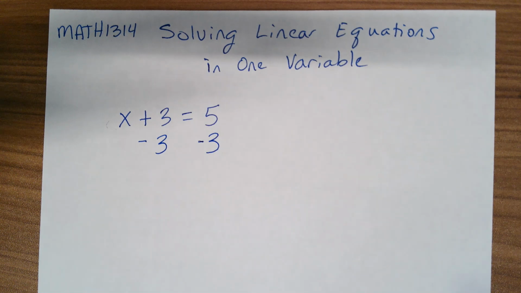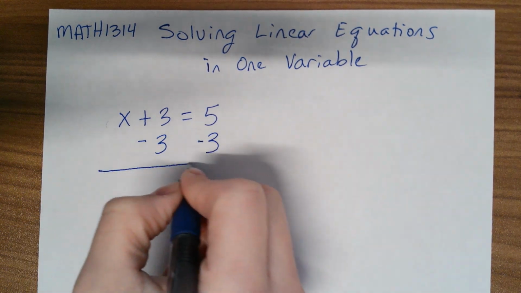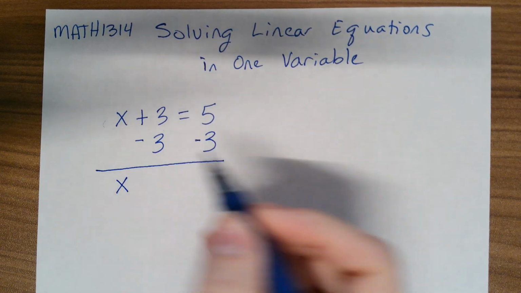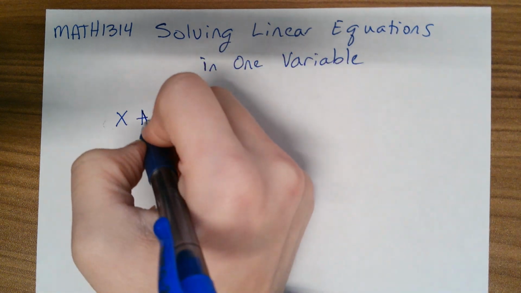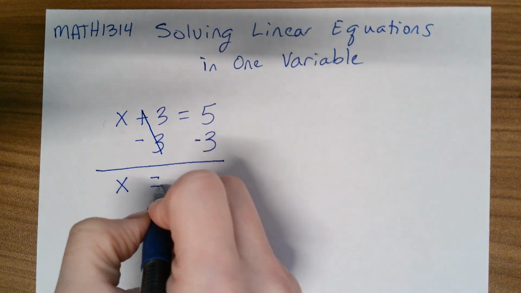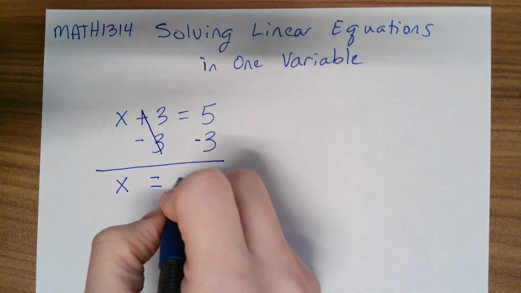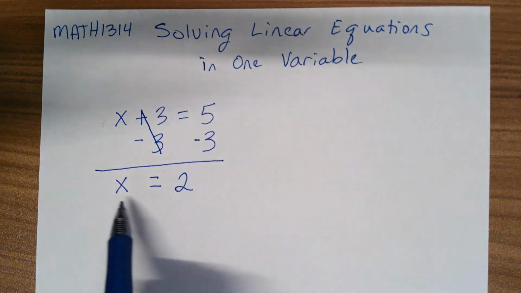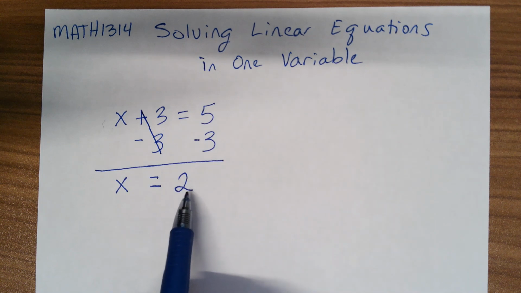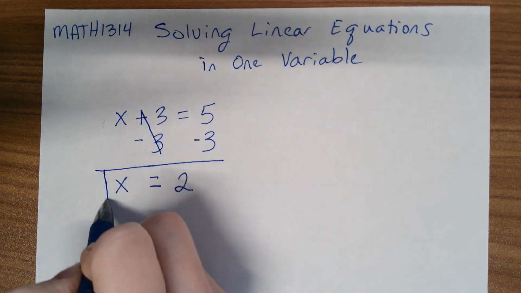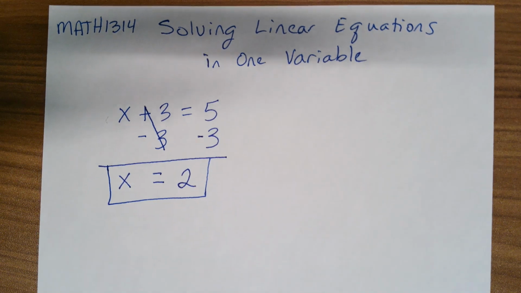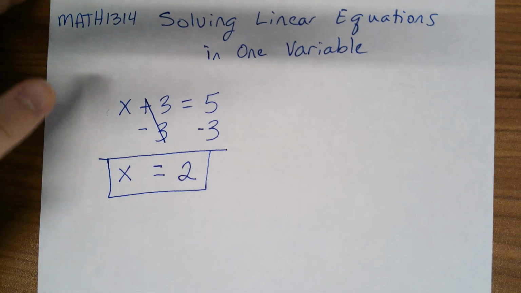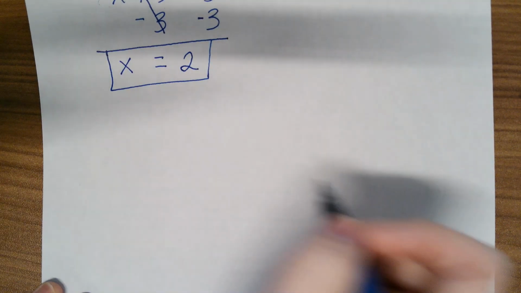And whatever you do to one side, you must do to the other side. So my x just comes straight down. Positive 3 minus 3 cancels out, so that gives me 0. Bring down my equal sign, and 5 minus 3 gives me 2. So there we go. I have my variable or my letter on one side and my plain constant or plain number on the other side. And this is our solution to the linear equation. Now, of course, it gets a little more involved than that. So let's look at an involved problem.